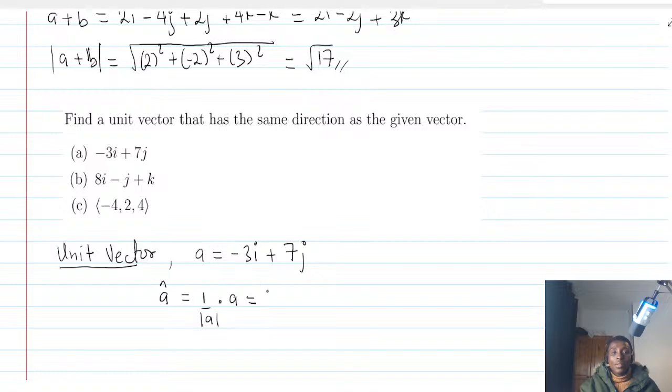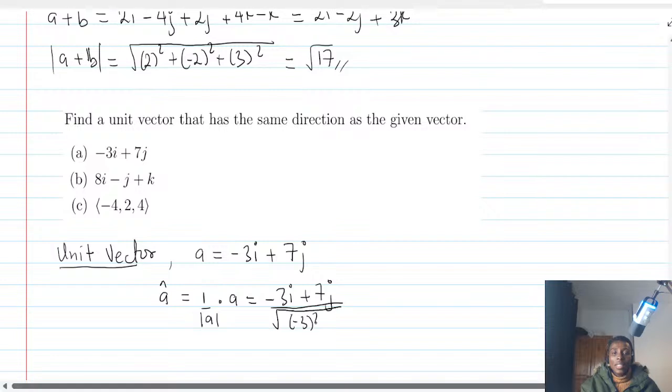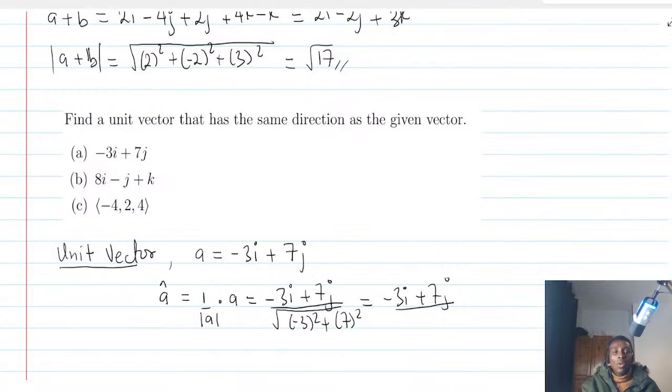Which is what? So the vector here, minus 3i plus 7j, then you divide it by the magnitude. And what's the magnitude? Minus 3 squared plus 7 squared. So then the unit vector is going to be minus 3i plus 7j divided by what? The square root of 3 squared plus 7 squared. And what is that? So let's say square root of 58.